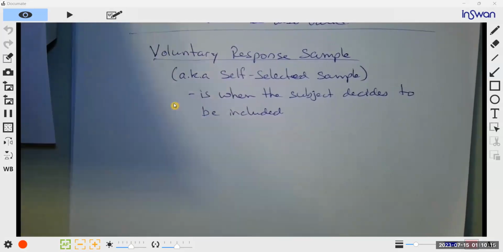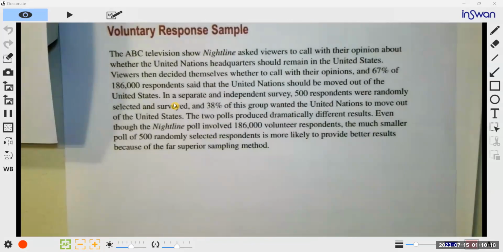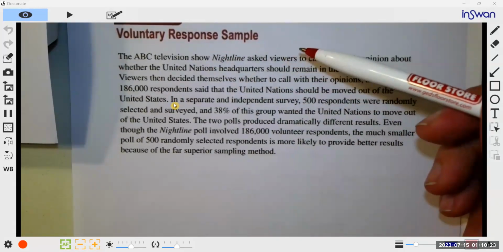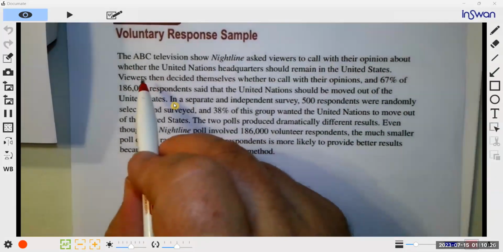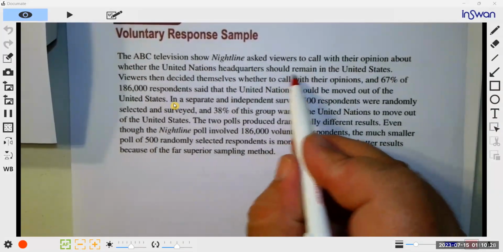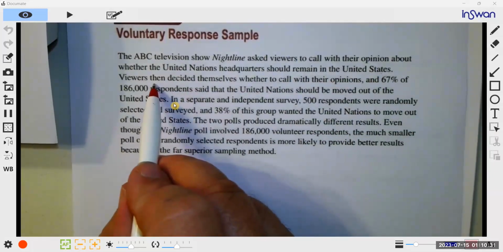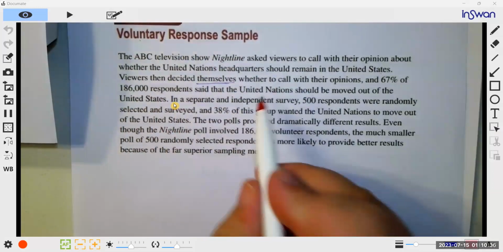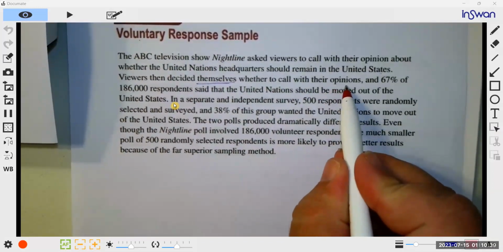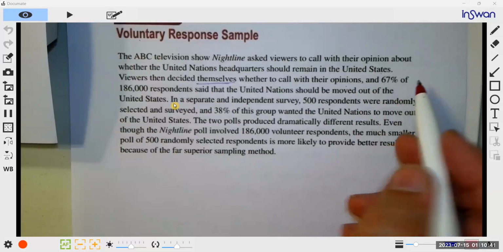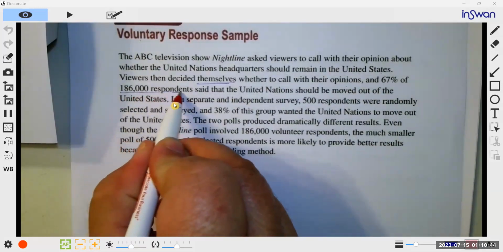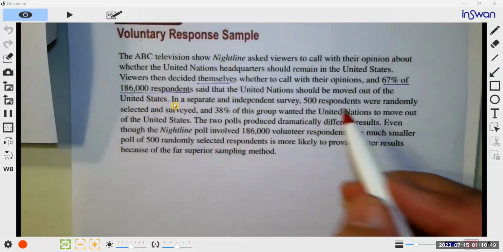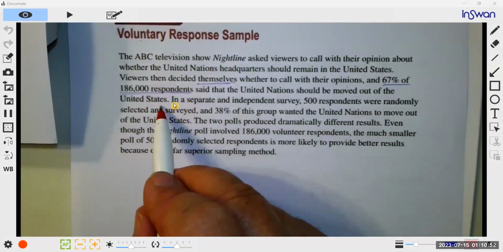Let's look at an example here. Voluntary response sample. ABC television show Nightline asks viewers to call with their opinion about whether the United Nations headquarters should remain in the United States. Viewers then decide themselves, voluntary response, whether to call in with their opinions. 67% of the 186,000 respondents said that the UN should be moved out of the United States.